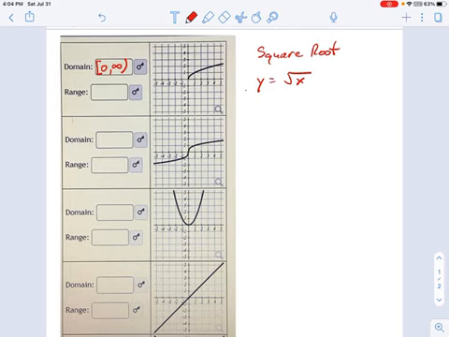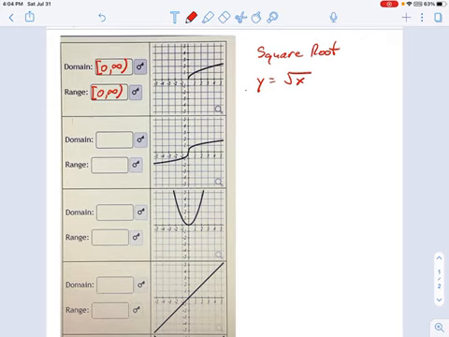So the range, which is the y value, is also 0 to infinity, okay, where we touch the point 0. You can take the square root of 0, and that's just fine. There's no domain restriction there. But you see there's all this negative stuff that we can't do because you can't square root a negative number, so that is excluded from the domain and range.